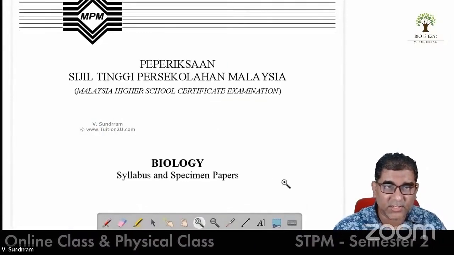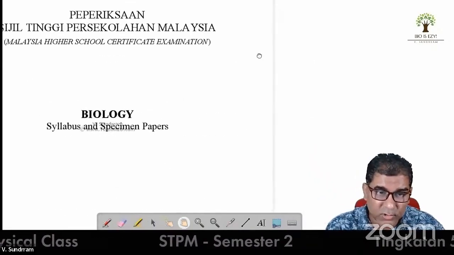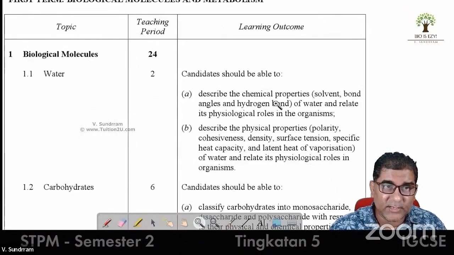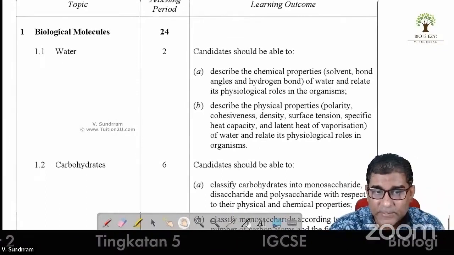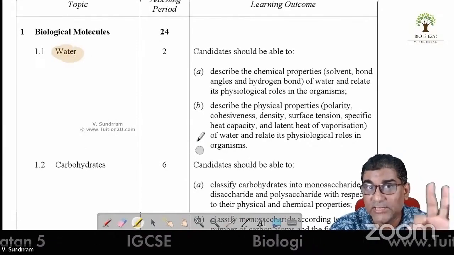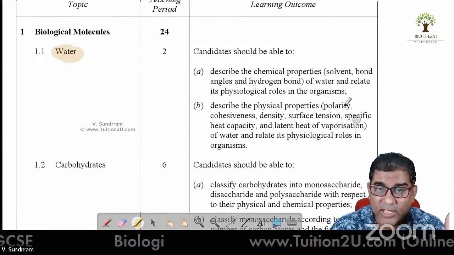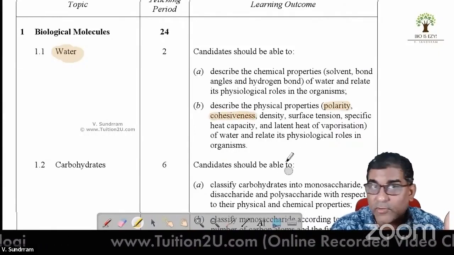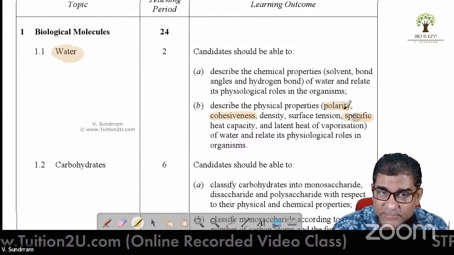So Biology, Peperiksaan Sijil Tinggi Pelajaran Persekolahan Malaysia, STPM. The code is 964 and this is basically the syllabus. A lot of information from STPM was brought into your syllabus. For example, water. You have water in your syllabus, 3 characteristics. The 3 characteristics that you learn in Form 4 are that water is a polar molecule, it can have cohesive force, and specific heat capacity.